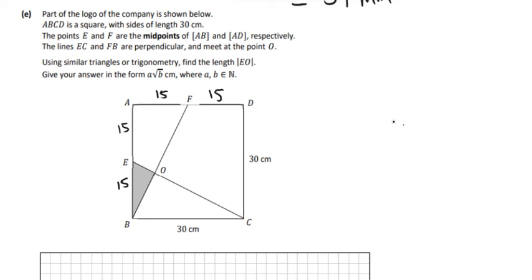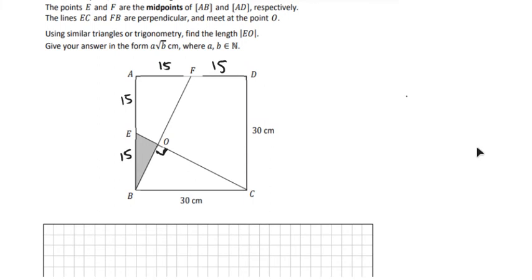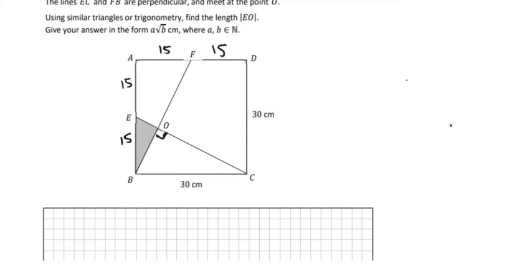Also, we know that because of that, the lines EC and FB meet at 90 degrees. So each of those angles in there is a right angle. All of those angles around that circle are right angles. So what we're going to be doing is using similar triangles. It says it there in the question anyway. Find the length of EO. So it's this one here that we're trying to work out ultimately.